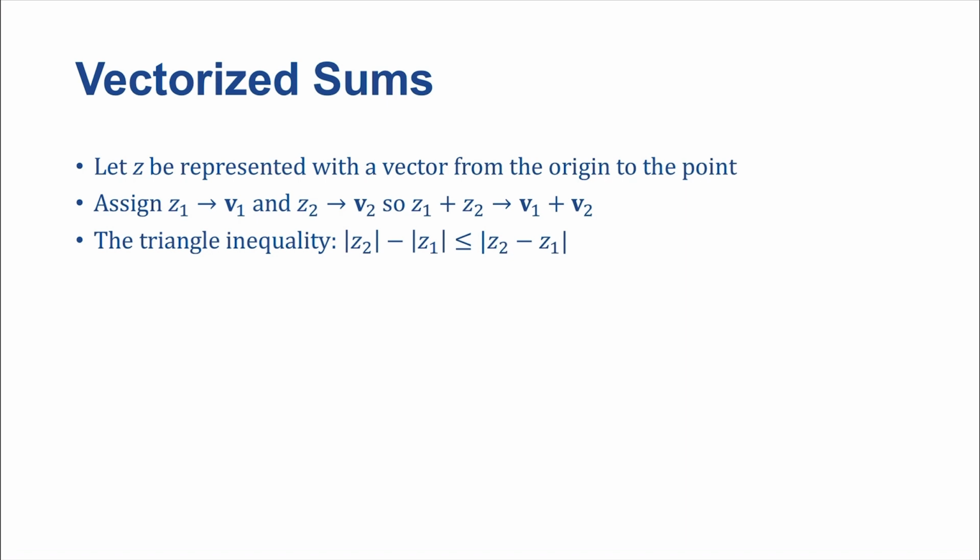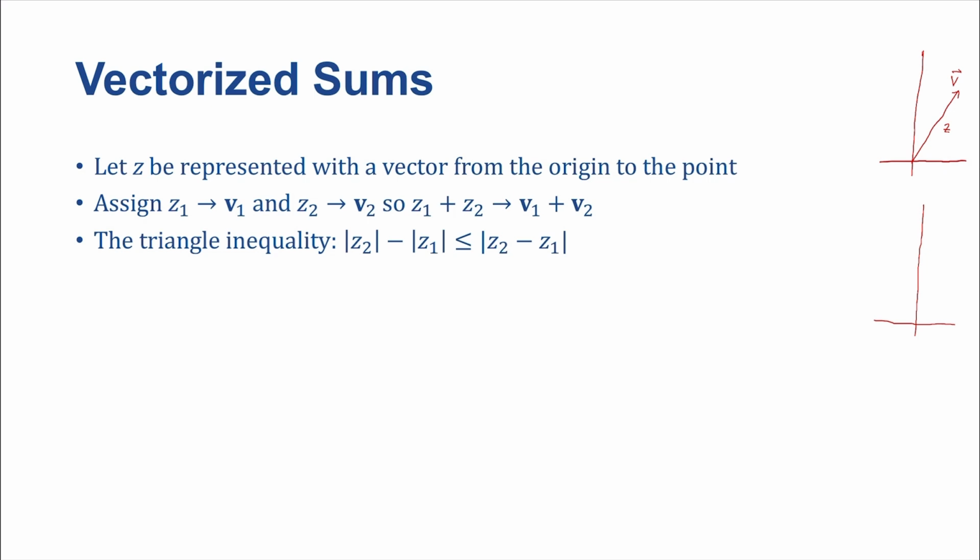So we want to start with the idea of the vectorized sum. Let's consider that I have the coordinate axis, and I have some complex number, which I will call z, and z can be represented by a vector, okay? So here is our number z, and we assign this to be a vector v. So what we want to do now is consider vectors of complex numbers. What we're going to determine is that the vectors have the same properties as the complex numbers.